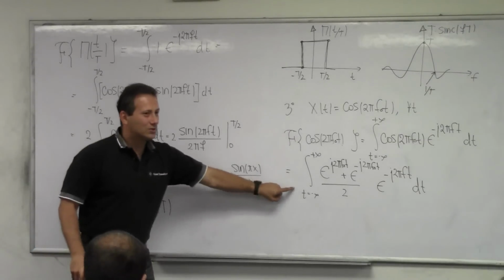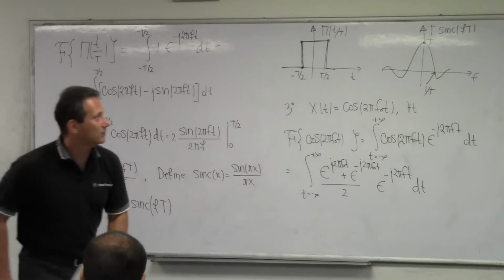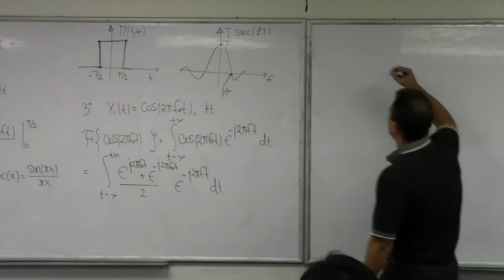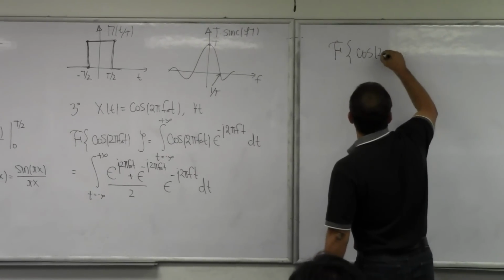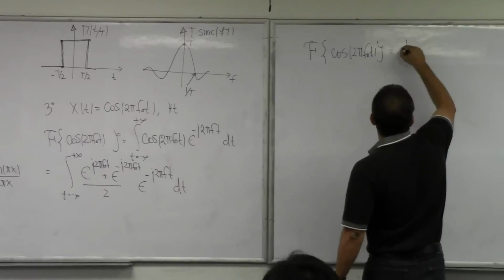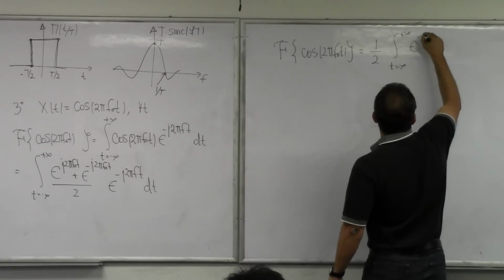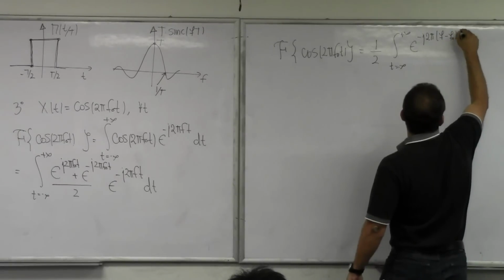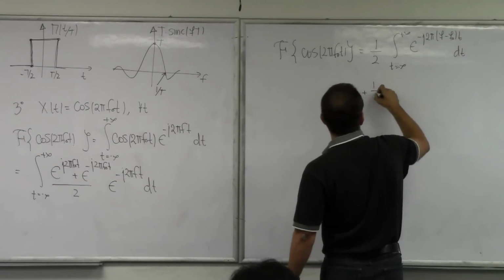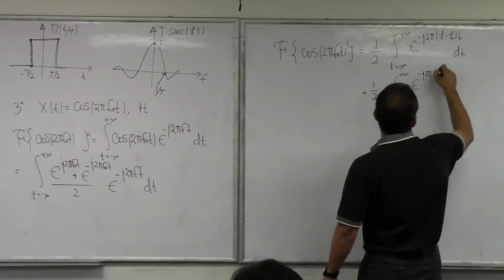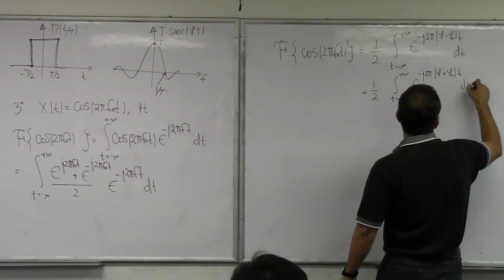Right, so let's now decompose this into two integrals and then evaluate each one of them individually. So I'm going to continue here. We have a Fourier transform of the cosine 2 pi f0 t. This is 1/2, and then I have the integral when t goes from minus infinity to plus infinity of e to the minus j 2 pi (f minus f0) t dt. That's the first one, and then plus 1/2 integral when t goes from minus infinity to plus infinity of e to the minus j 2 pi (f plus f0) t dt.